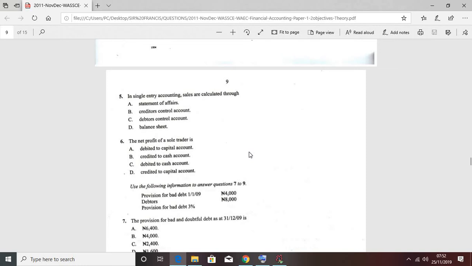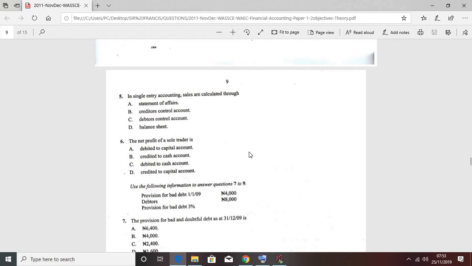Then option B has to do with credited to cash account. Now, profits are not credited to cash account. Profit does not necessarily mean cash. In accounting, profit does not necessarily mean physical cash. It could be in so many forms, especially when you are dealing with the statement of cash flow. You get to know much about that. So for now, let's stick to that. Option B can never be the answer in this aspect. Option C is debited to cash account. No, it can never be so.